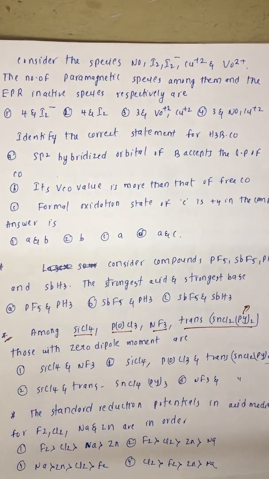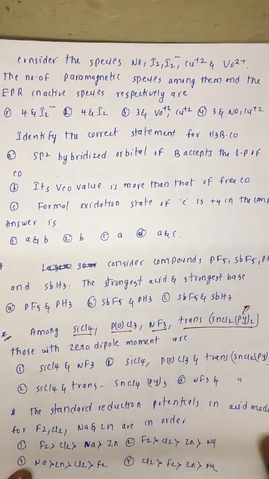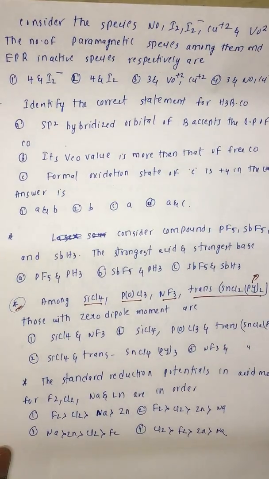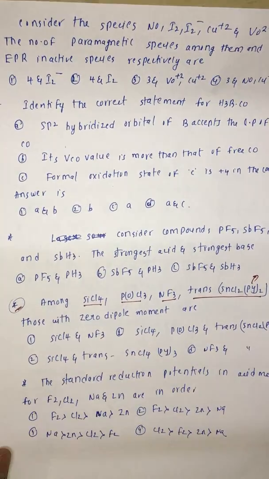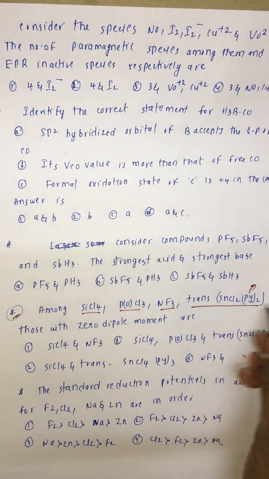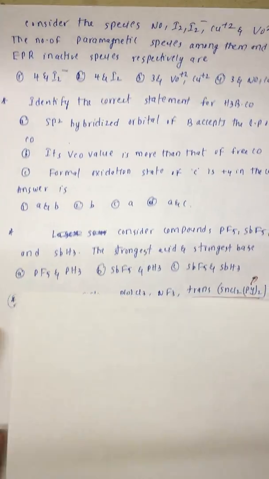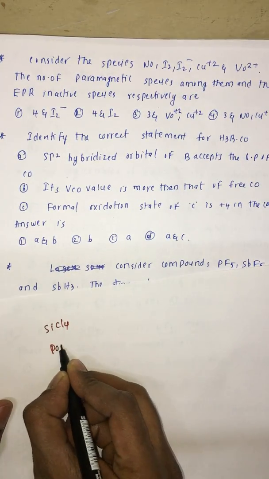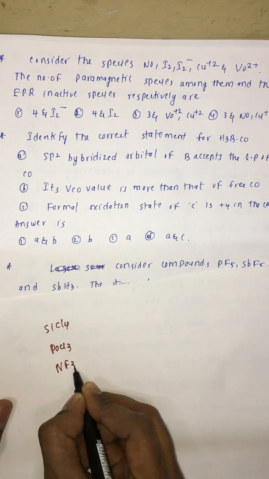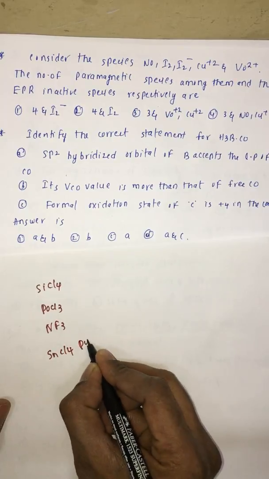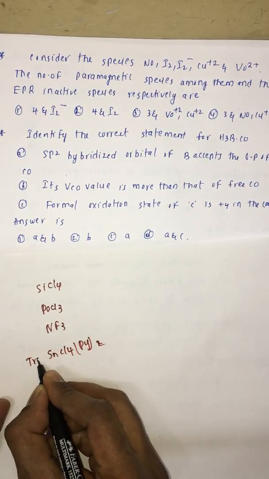Today we are going to solve some of the CSIR questions asked in 2018. So we are going to solve this question first. Among the four compounds given here: SnCl4, POCl3, NF3, and trans SnCl4 Py2, where Py means pyridine, which shows dipole moment. So here we have four molecules: SnCl4, POCl3, NF3, and then SnCl4 Py twice in the trans geometry.